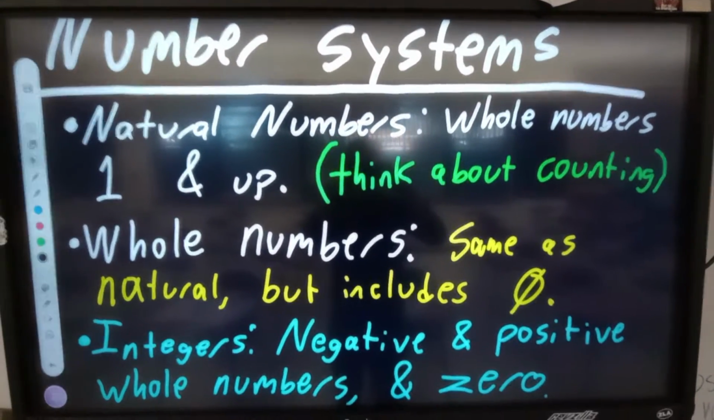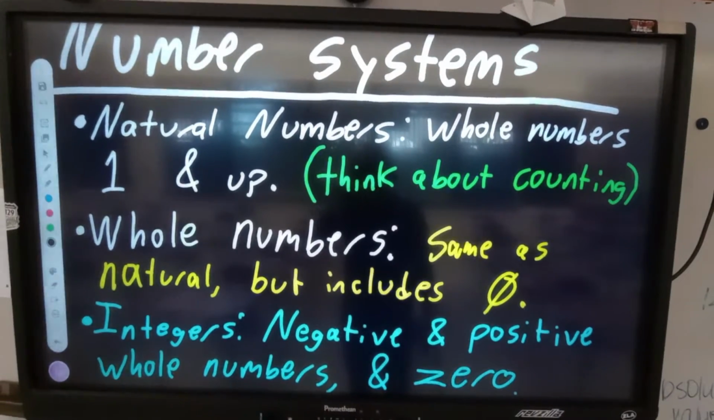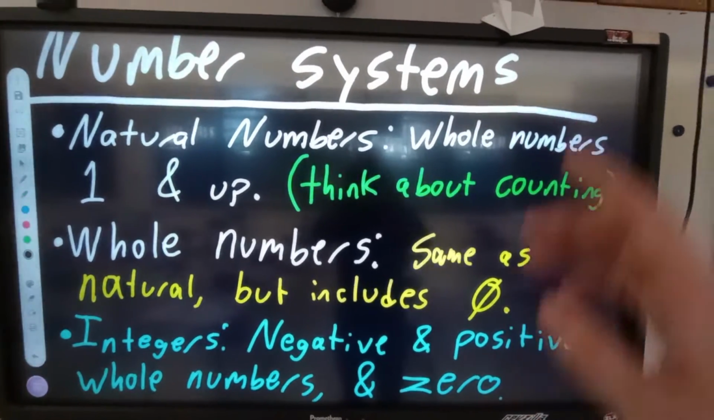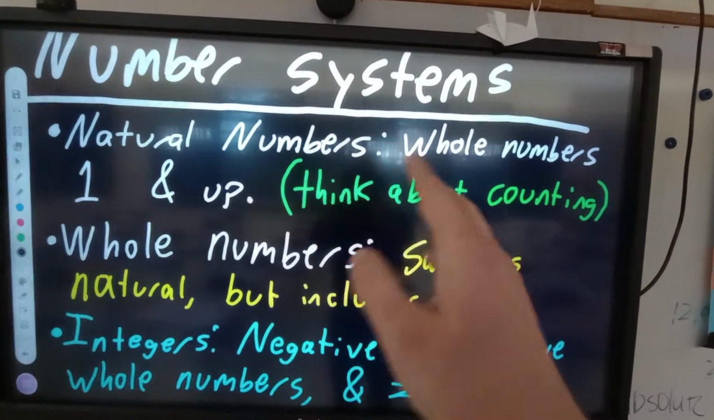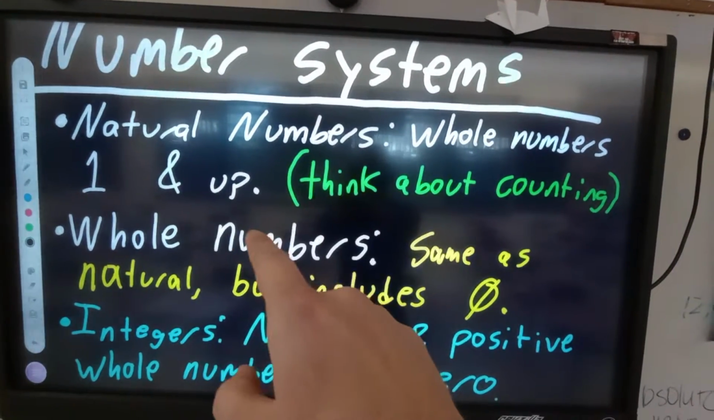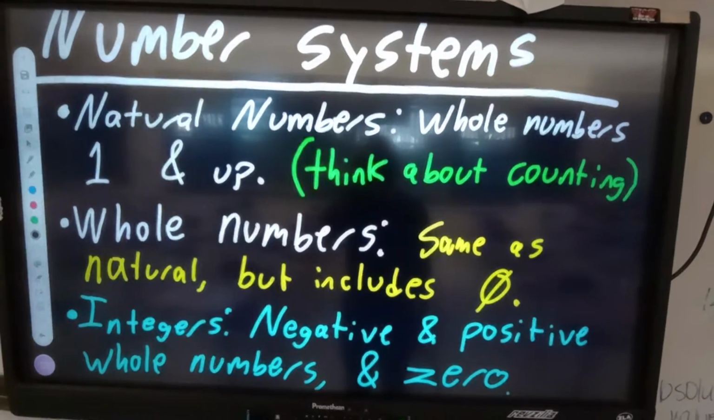All right. So today we did a lot of number systems. We just kind of went through and did mostly definitions. So number systems, there's different kinds. We first have natural numbers. These are regular whole numbers, one and up. Just think about counting. These are numbers you naturally count in the real world.